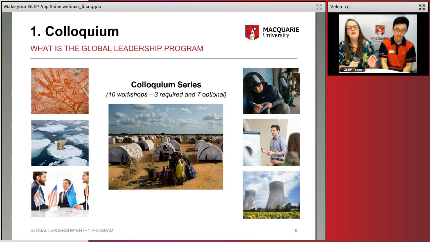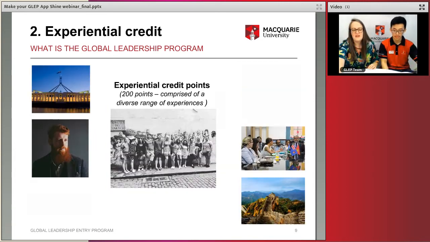And if you are successful in the Global Leadership Entry Program, you will be able to participate in these workshops next, well, we call them semester, but for you it's term 3 and term 4. Okay, so that's the Colloquium / workshop series.